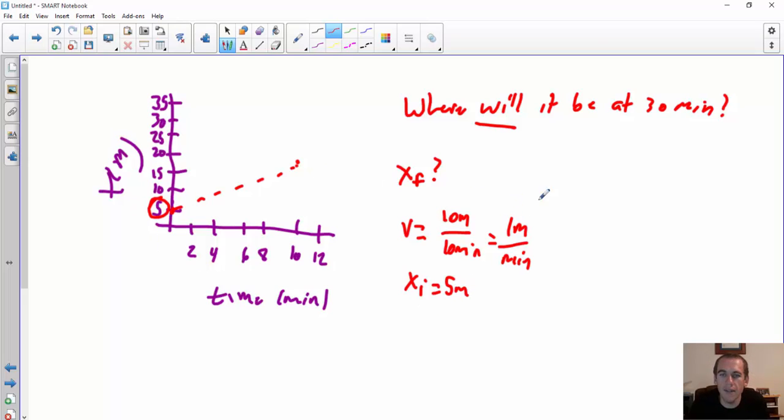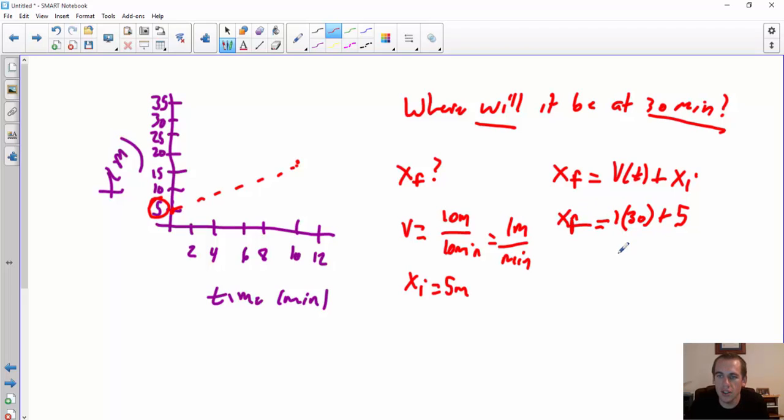We just pull it right off of the graph. And so I know xf equals velocity times time plus my initial position. Now I can just put in my velocity, 1, and my time. I'm interested in this at 30 minutes, 30, plus my initial position, 5. And I get my final position. Well, 1 times 30 is 30. 30 plus 5 is 35. So xf equals 35 meters. I know exactly where it's going to be because I could find the equation of the line, and so it allowed me to solve for that.